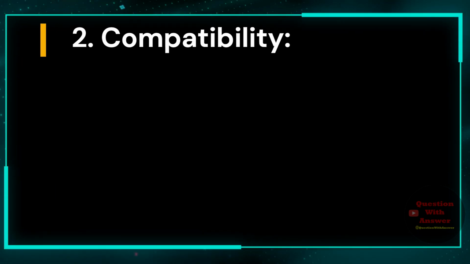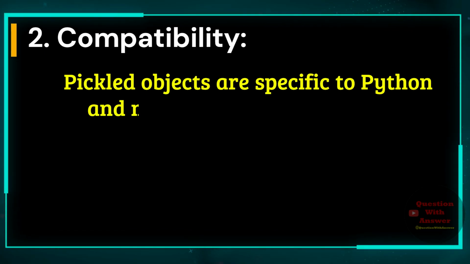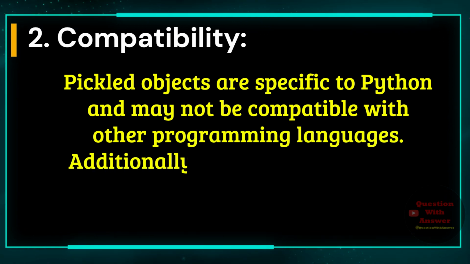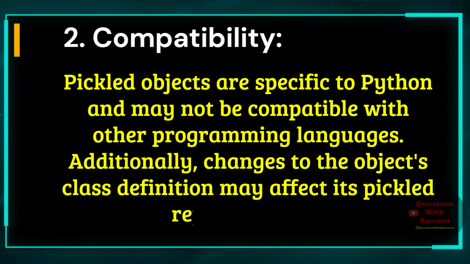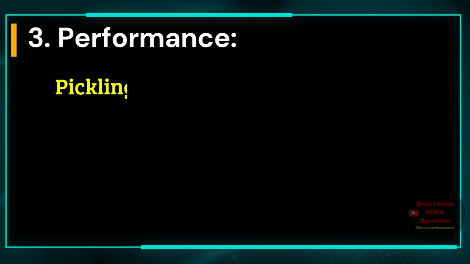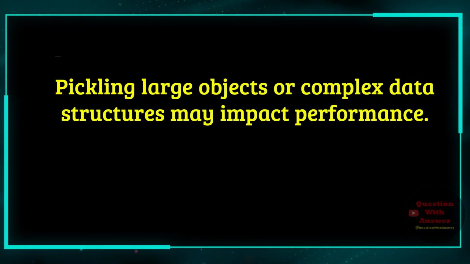2. Compatibility. Pickled objects are specific to Python and may not be compatible with other programming languages. Additionally, changes to the object's class definition may affect its pickled representation. 3. Performance. Pickling large objects or complex data structures may impact performance.